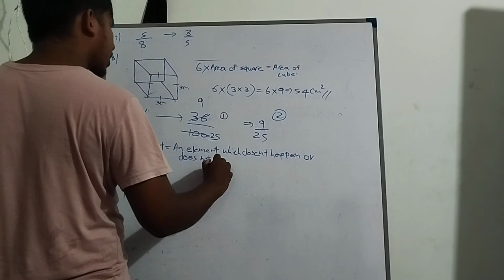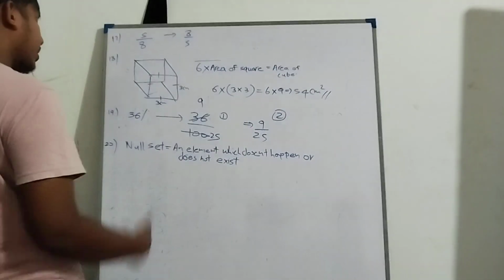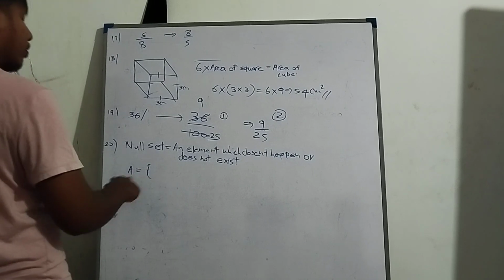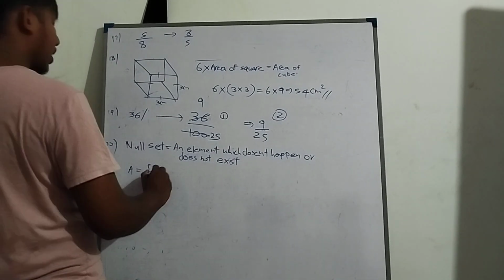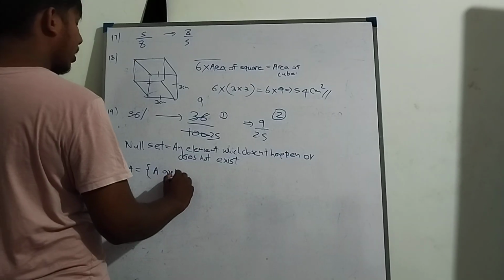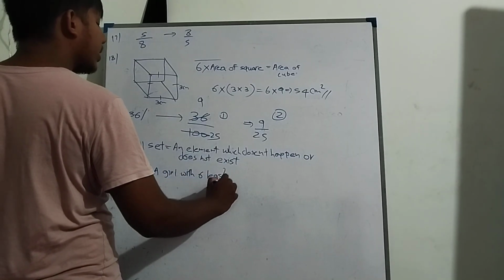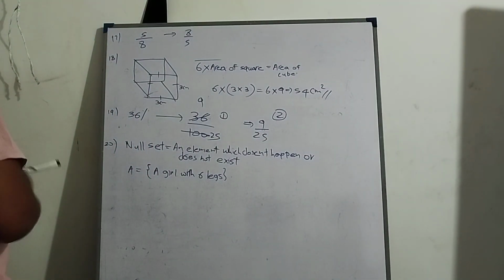For example, think of a girl with 6 legs. Is it existing? No, it's a null set. So I can represent a set A equal to, and make sure when you are representing a set, you should use curly brackets, a girl with 6 legs. It's impossible. It cannot happen. It does not exist. So this is a null set.